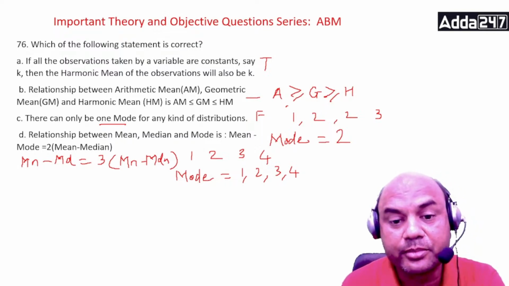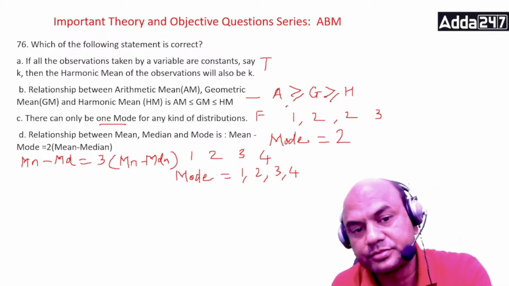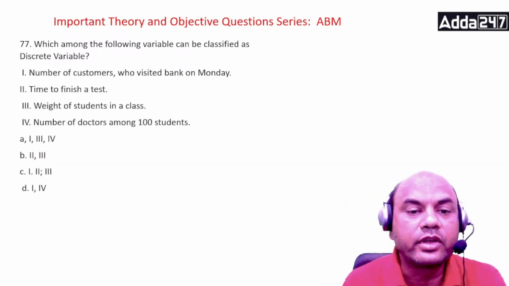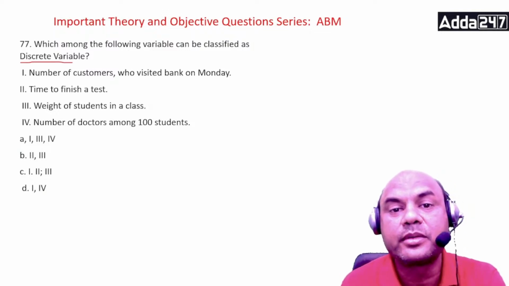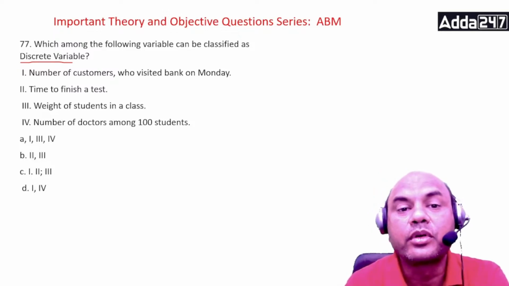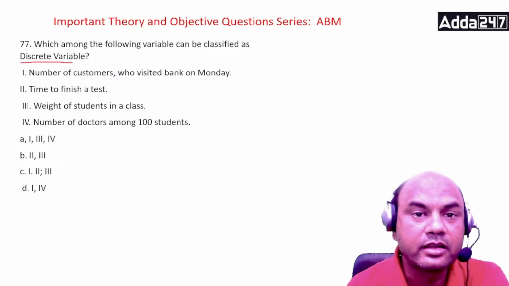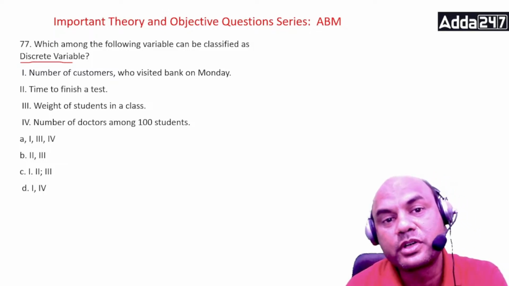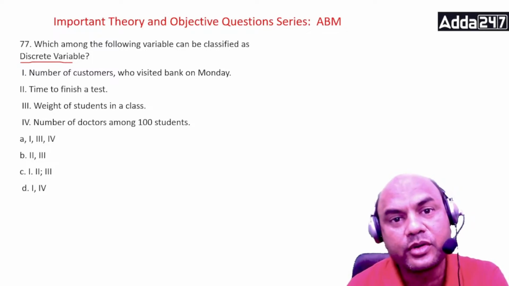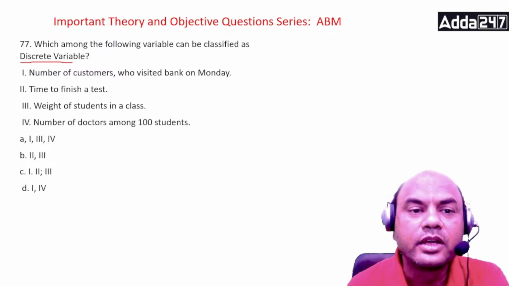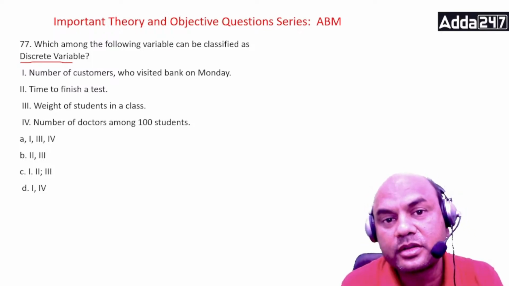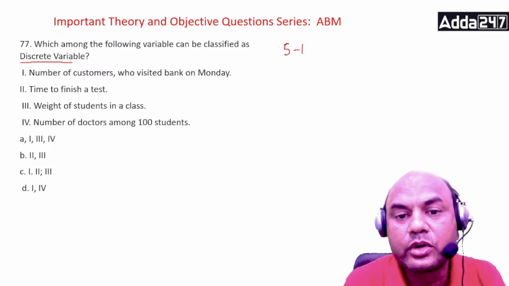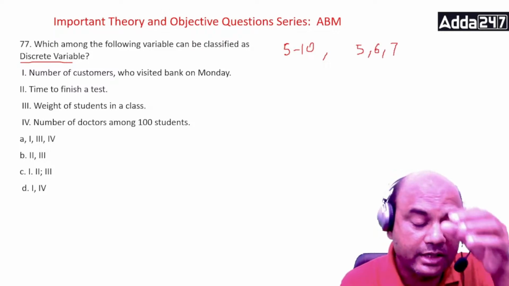Next one. See here, this was one of the biggest case studies. Which among the following variables can be classified as a discrete variable? Discrete. Which of them is discrete, means what? Which can be counted, as heads. I can count 12 mangoes. So these are discrete. But I can't count 200 grains of sugar. Do you count this 200 grains of sugar? No. That's a continuous variable. So continuous means what? Which has an interval, like 5 to 10. That is continuous. But 5, 6, 7 is discrete. That is the difference.